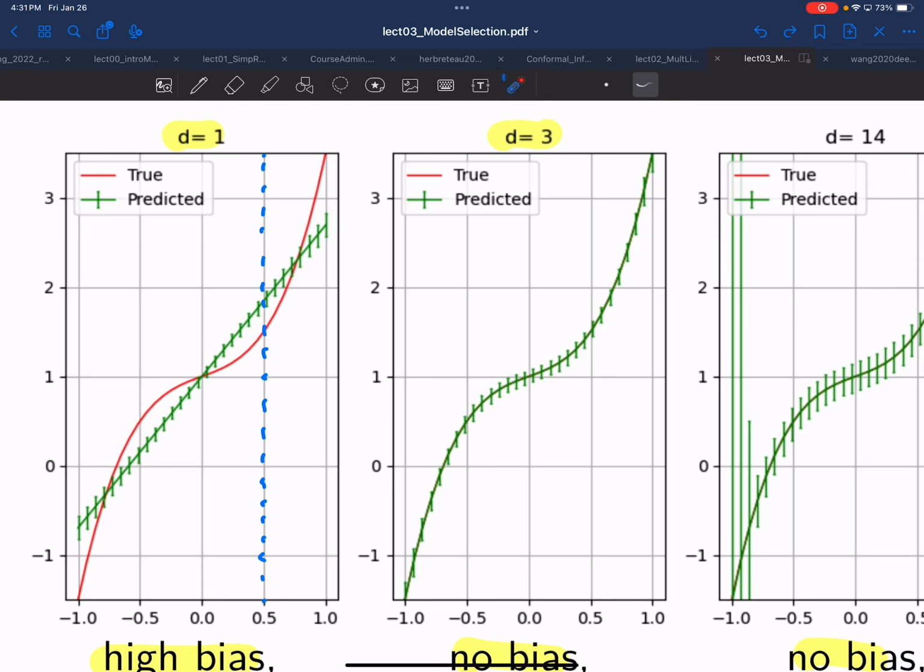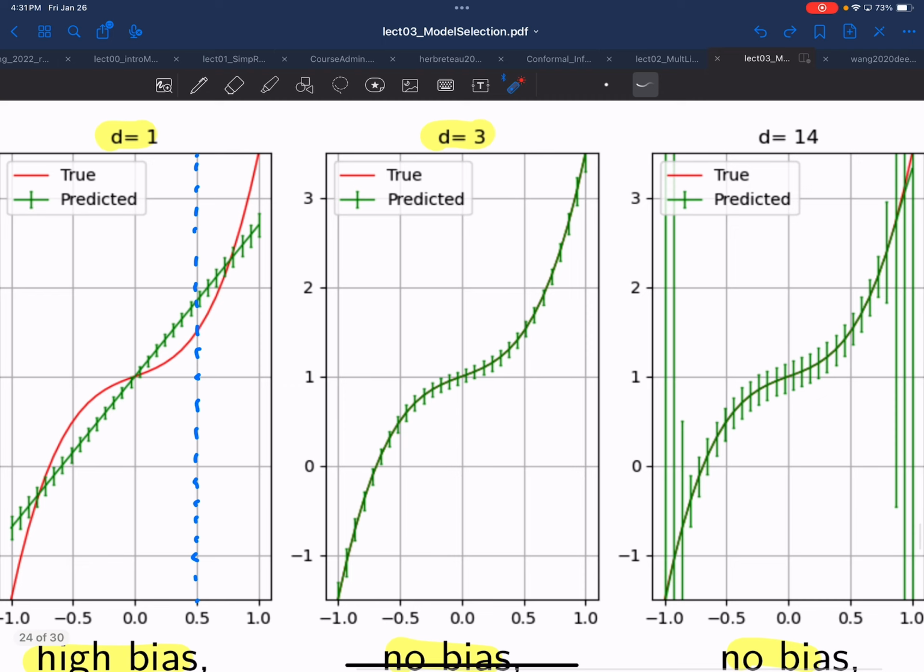Everybody good with the middle? Okay, let's move on to the right one. So in the right one, this is maybe the most interesting. This is the case where we're using that 14-order polynomial model, which is kind of crazy. It's way more complex than we need. It wiggles around a crazy amount.